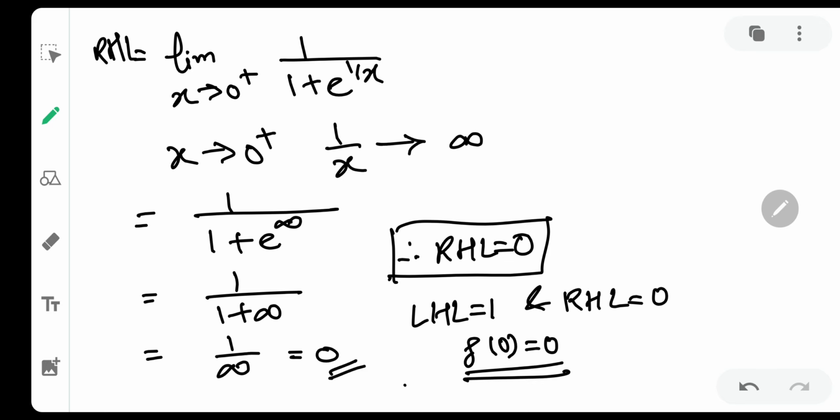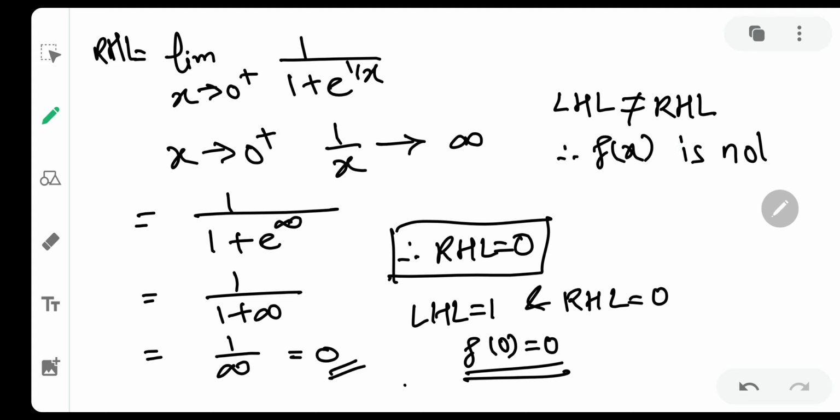As we can see, LHL is not equal to RHL, the left hand limit is not equal to the right hand limit. Therefore f of x is not continuous at x equal to 0.